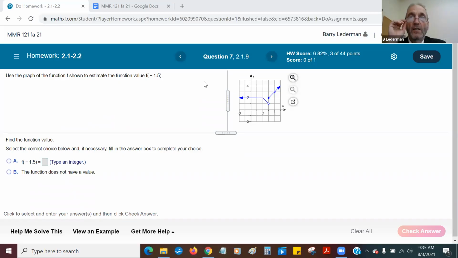Hi, everybody. Now we're doing section 2.1. This is what the real calculus is now.